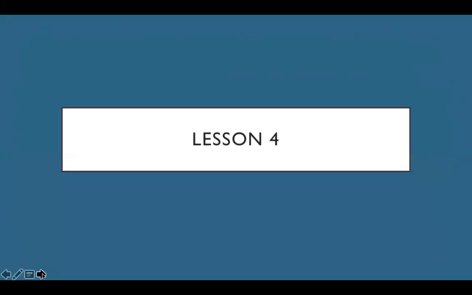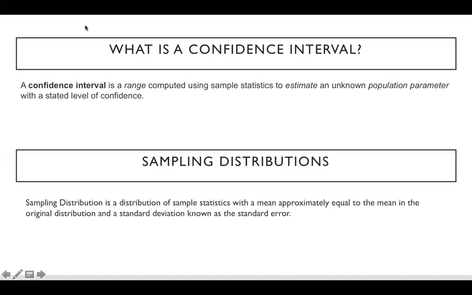Okay, so we're cruising here on lesson 4 already. What is a confidence interval? You've done a lot of confidence intervals, but it's a range computed using sample statistics in order to estimate the population parameter given a stated level of confidence. So through these, you use your sample distributions. Make sure that your sample distribution has a mean approximately equal to the mean in the original distribution, and your standard deviation known as your standard error.